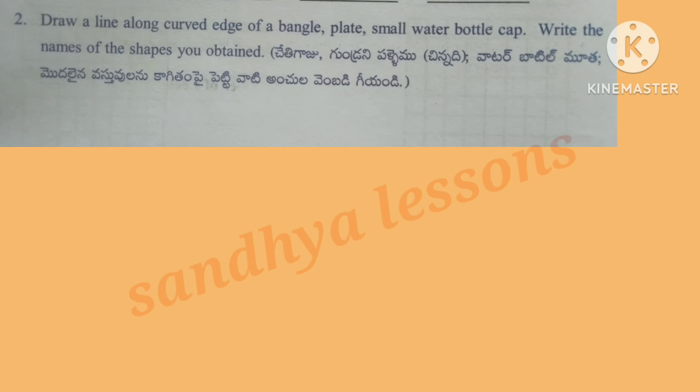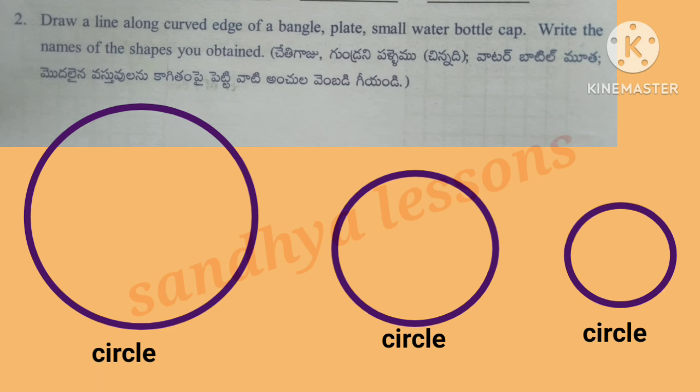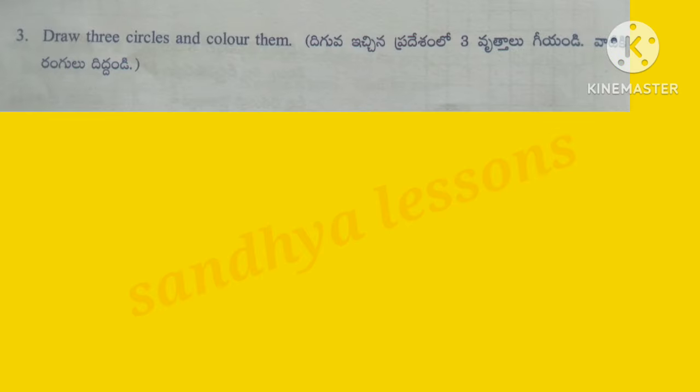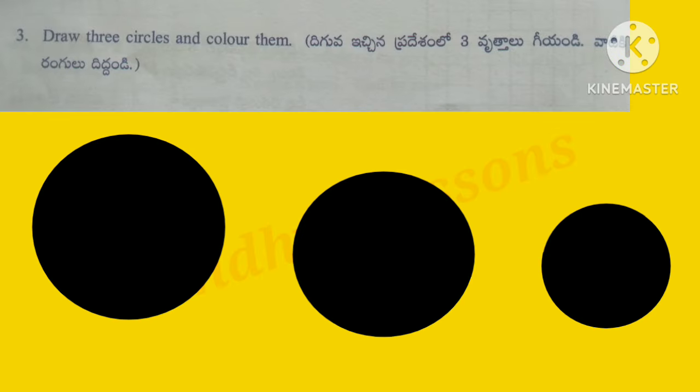Second question, draw a line along the curved edge of a bangle, plate, small water bottle cap. Write the names of the shapes you obtained. The name of the shape obtained is circle. Third Roman, draw 3 circles and color them.